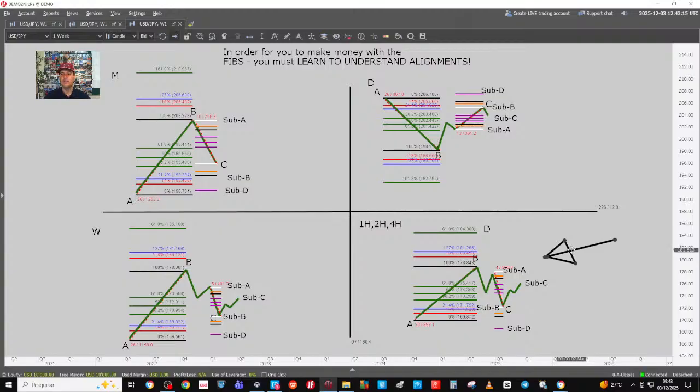Where do you see the greatest force? Do you see the greatest force on the original Fibonacci from the 1 hour, 2 hour, 4 hour chart, or the contrarian? Do you see the greatest force from the higher time frame original Fibonacci, which is the daily, or the contrarian? Do you see the greatest force from the weekly original Fibonacci or the contrarian? Or do you see the greatest force from the monthly original Fibonacci and or the contrarian? Okay?